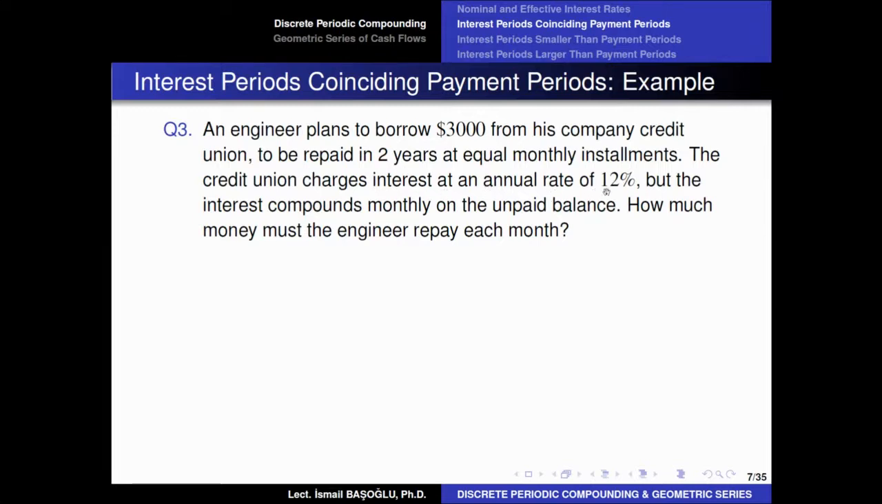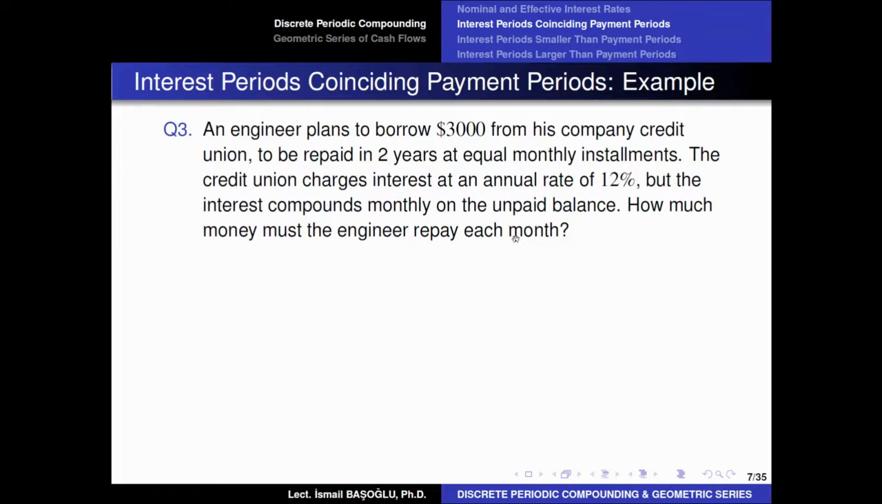The credit union charges interest at an annual rate of 12%, but the interest compounds monthly on the unpaid balance. Now, in this sentence, it is stated that the credit union's nominal interest rate each year is 12%. However, the compounding occurs on a monthly basis. Therefore, we need to determine the effective interest on a monthly base, the compounding period, which is very simple because the nominal interest rate is 12%, and there are 12 months in a year. The monthly effective interest per interest period will be 12 divided by 12, which is 1%. So we know the payment plan will continue for 24 months, and in each month, the compounding will occur with a rate of 1%. How much money must the engineer repay each month?